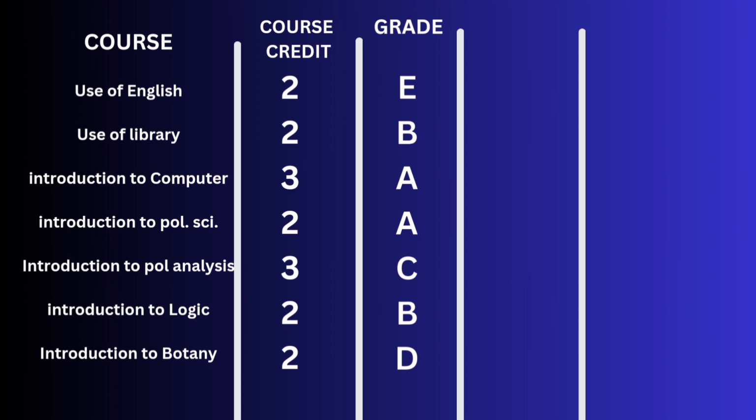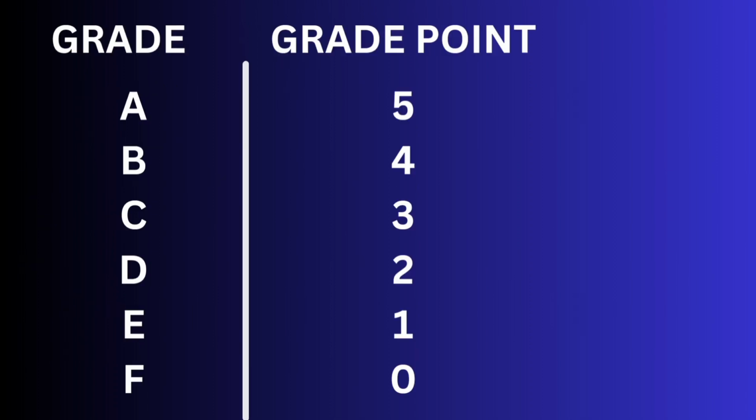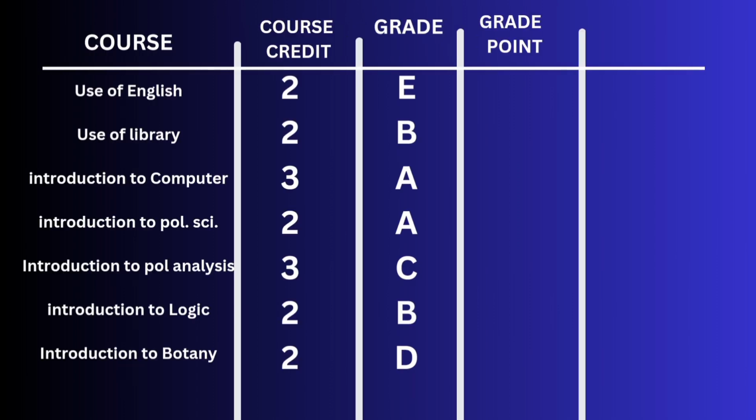After I'm done writing down the grades I had for each of these courses, remember what I told you earlier, that based on the university scale, these grades are worth certain points. So write each of these points next to the grades. E is worth 1 point, B is worth 4 points, A is worth 5 points, C is worth 3 points, B 4 points, and D 2 points.